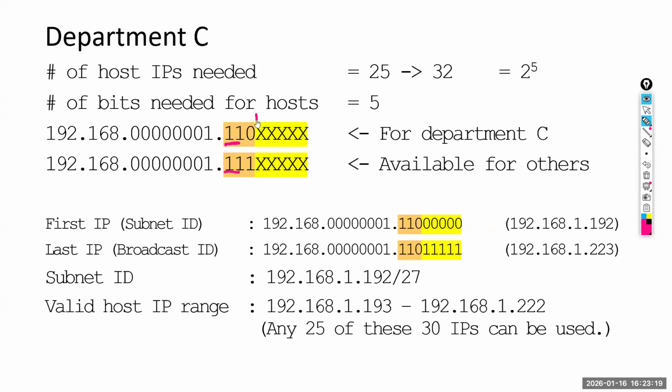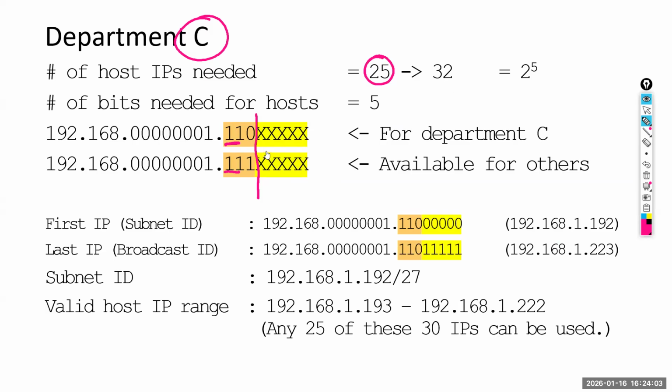So that means how many bits for the host? 5 bits. 5 bits means 2 to the power 5, 32, 32 minus 2, 30 machines. But we need only 25. That is fine. So therefore, we can give this 110 to maybe Department C, because 32 is enough for that. And maybe we can give 111 for the other Department D. So 110 for Department C, 111 for Department D. That means both can have a maximum of 30 machines.